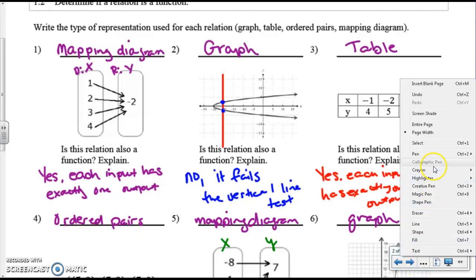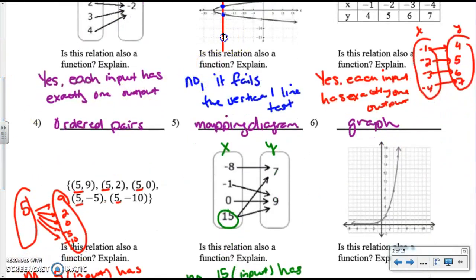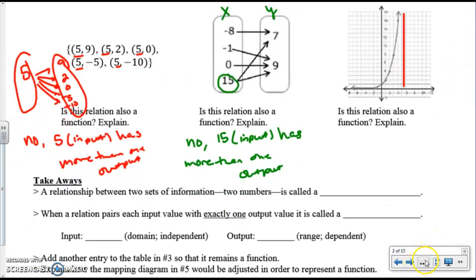Okay, so let's look at this graph down here. And if I drag this across, notice that it only ever touches the graph at one point at a time. It never crosses at more than one point at a time. So this one would be yes, because it passes the vertical line test.